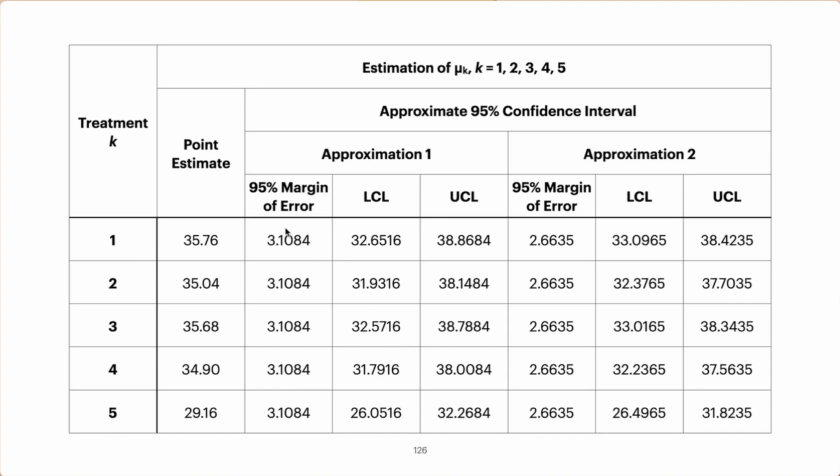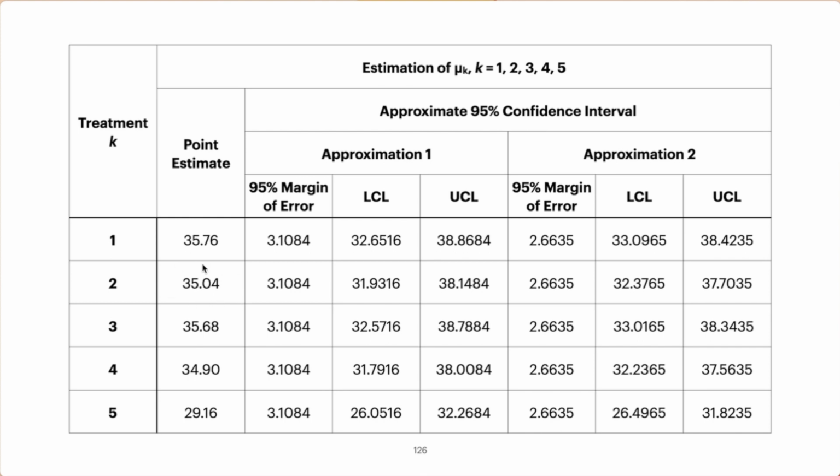And so in this column here, the second column under point estimate, I've got the actual point estimates for the 5 treatment means. And remember that they're labeled here, and in the indexing we're using 1, 2, 3, 4, 5, but that corresponds to A, B, C, D, and E as was originally used in the description of the experiment. So mu hat sub 1 is 35.76. That's the estimated treatment mean under treatment 1 or treatment A.